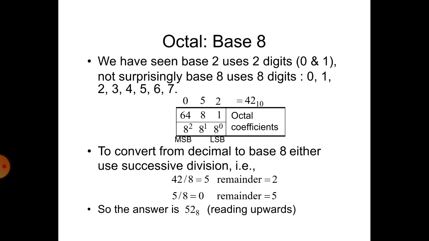To convert from decimal base, use successive division, that is 42 by 8. The quotient will be 5, remainder will be 2. 5 by 8 means the quotient will be 0, remainder will be 5. So this is also reading upwards. So the answer is 52 to the base 8. So this is an octal conversion.